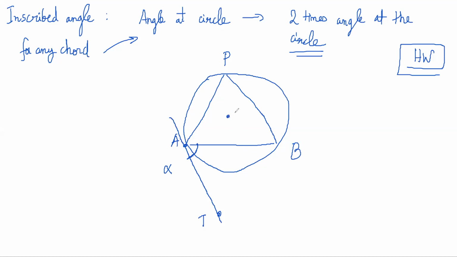We can join the center. Now OAT is 90, so this angle is 90 minus alpha. This angle is also 90 minus alpha. So this angle is 2 alpha, and so that angle is alpha. Is everyone following these steps?